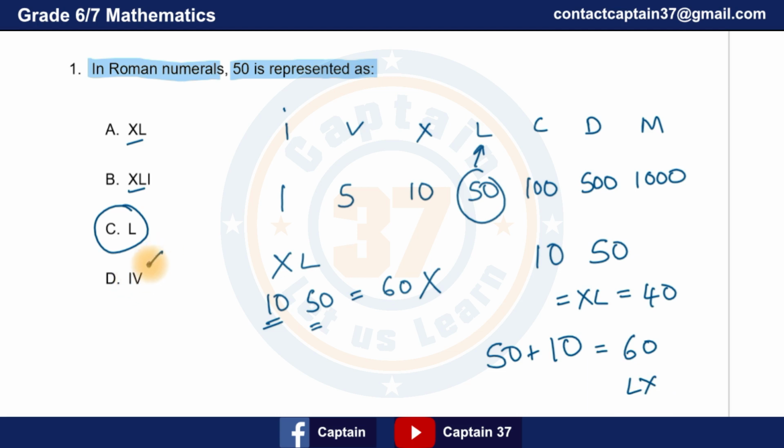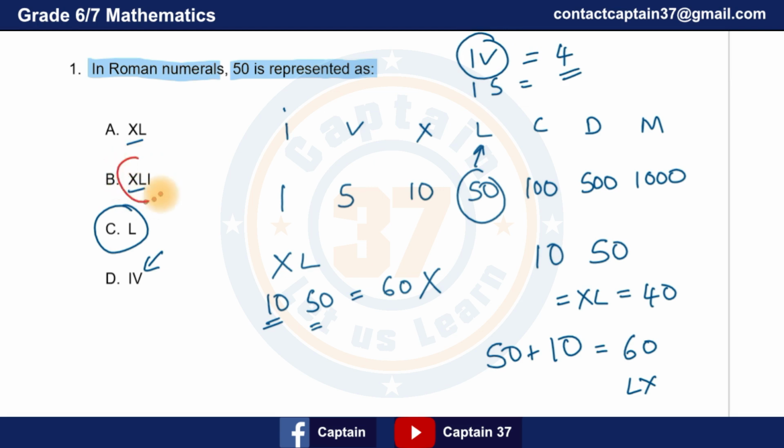Let's get this one and also demonstrate. There is I and V. I stands for 1. V stands for 5. I is smaller and it is on the left side. So what do you do? You subtract it from this one here. And this means that this stands for 4.